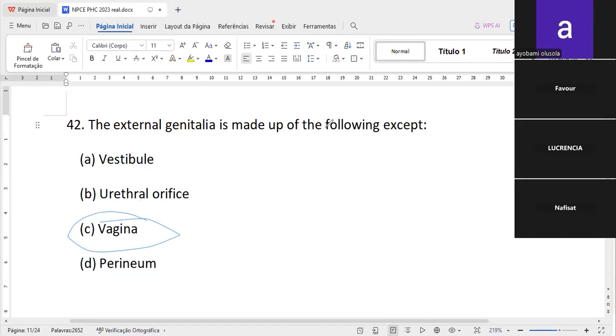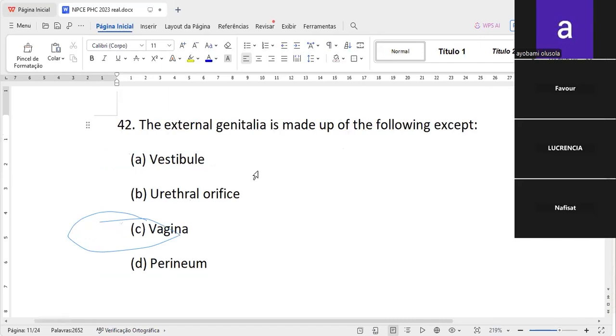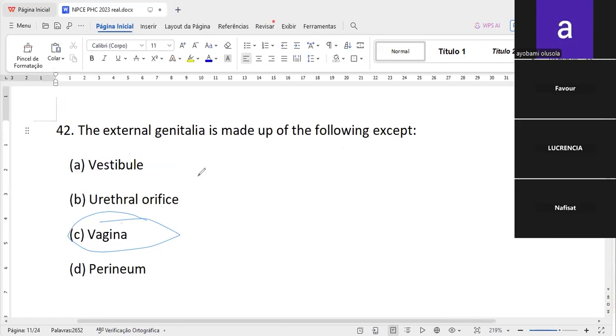The vestibule is where you can find all of the following: the clitoris, the urethral orifice, then the vaginal orifice. That's the vestibule. The vestibule is like that space between the labia minora. That space is called vestibule. The urethral orifice is where the urine comes out from.